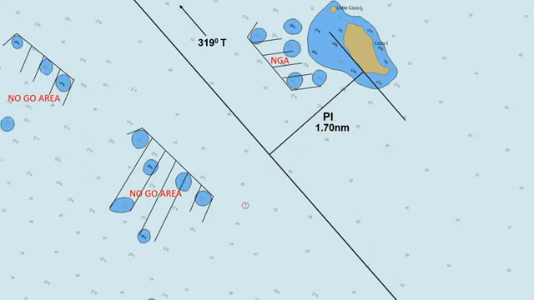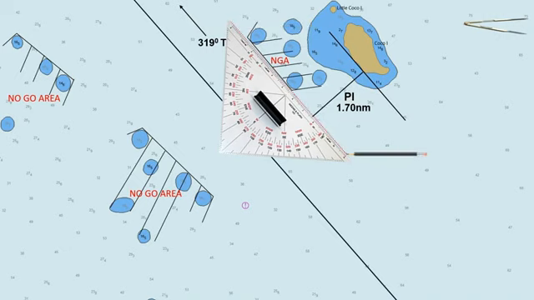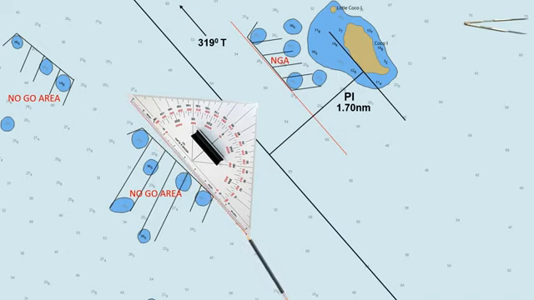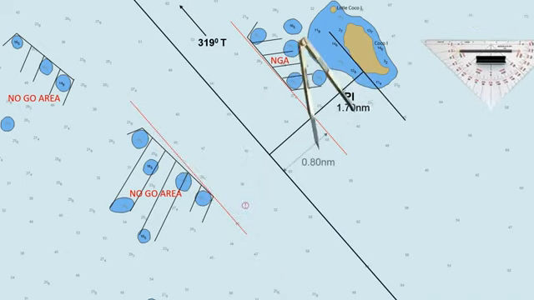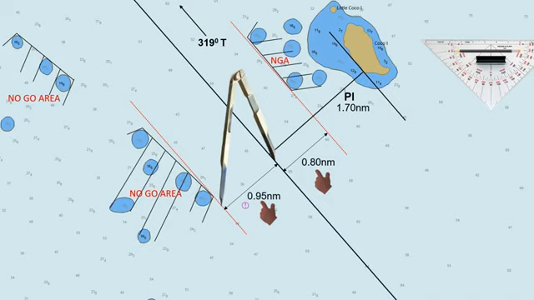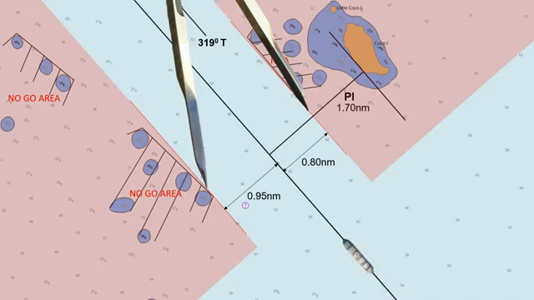To do this, in your paper chart or electronic navigational chart, determine the distance of the navigable water on both sides of the planned track. Draw a line along the no-go area parallel to the planned track. It should be done on both sides. Then measure the distance from the planned track. In this chart, the room for safe water on the starboard side of the planned track is 0.80 nautical mile, and on the port side, 0.95 nautical mile. This is now the corridor for the navigable water as the ship passes along this area.